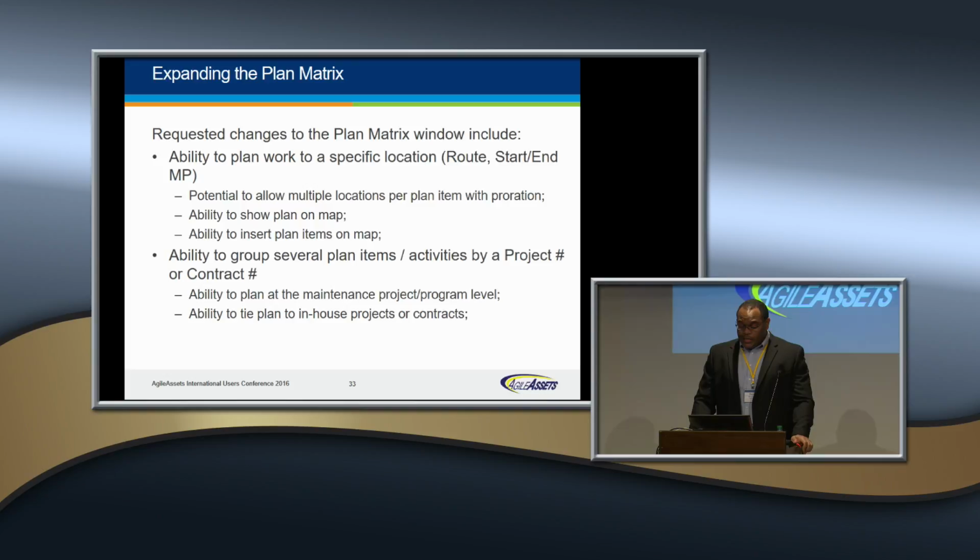The next one is the ability to group several plan items or activities by a project number or contract number, and that would allow you to plan at the program level and also to tie plan items to an in-house project or contract, and that would make for easier reporting.